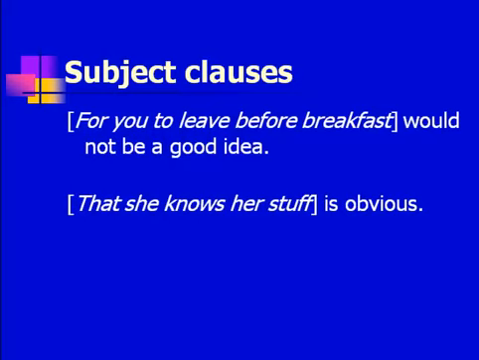Now you can see that both subjects start with a complementizer, for and that, and that signals to you that it's the start of a subordinate clause, because remember, main clauses can't start with a complementizer. So the moment that you see a complementizer at the beginning of a sentence, you know that what you're going to have is a subject clause rather than a noun phrase.